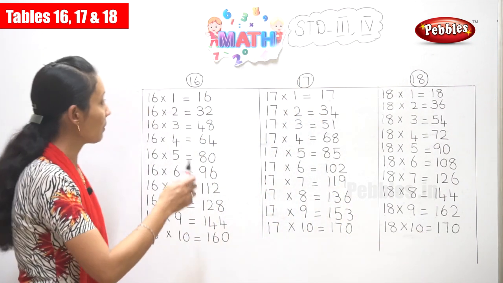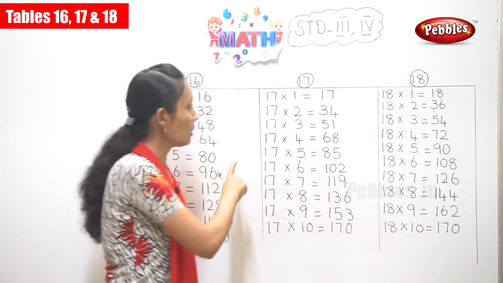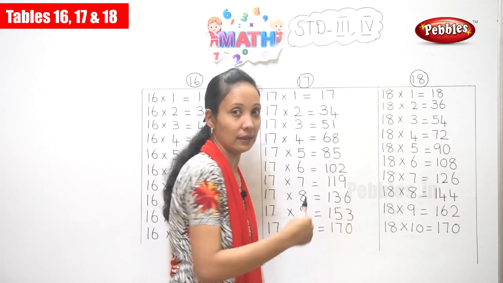ഇപ്പോൾ ഇവിടെ 16, 17, 18 ടേബിൾസാണ് പഠിച്ചത്. ഓക്കെ, so you have learned the tables for 16, 17 and 18. Okay children.